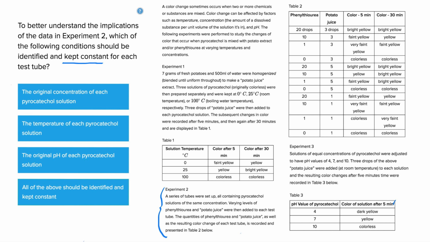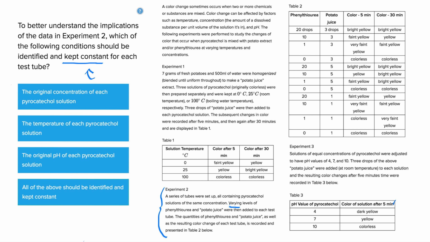Okay, so I'm looking for what needs to be kept constant for this to be good experimental design, which means what I'm going to look for is what's changing. I'm going to look for what's changing in the table or what changes are being recorded and try to figure out what the constant needs to be in order to look at those changing variables. So it looks like we're seeing varying, so that's a word that I think is probably pretty important when I'm thinking about constants and change, varying levels of phenylthiourea and potato juice.